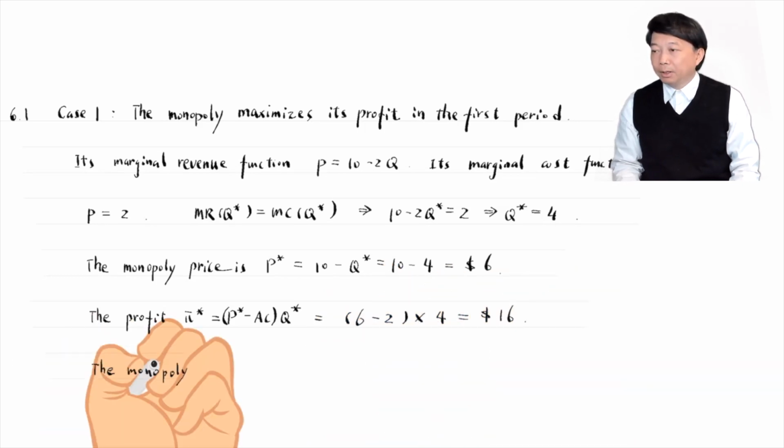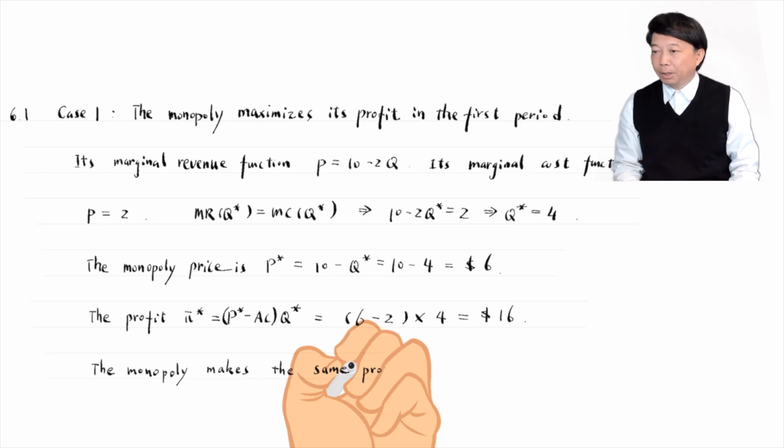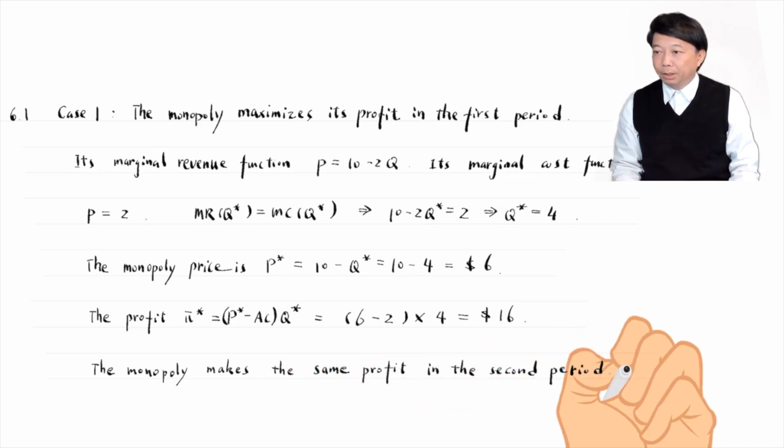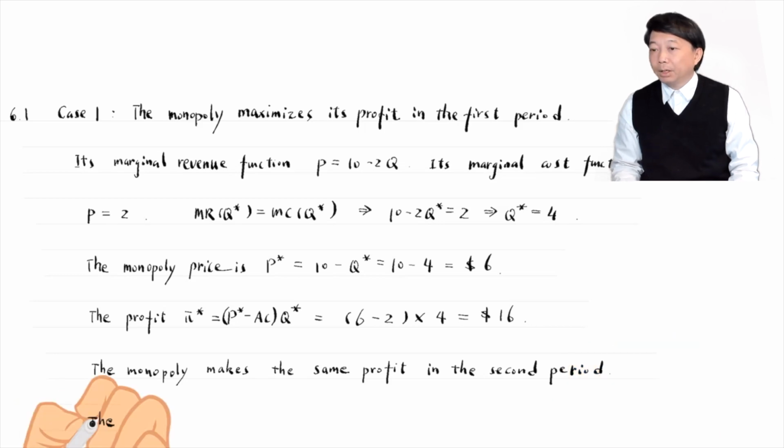Since it sells less than 8 units in the first period, it faces the same demand in the second period and makes an identical profit. Therefore, the total profit over the two periods is $32.